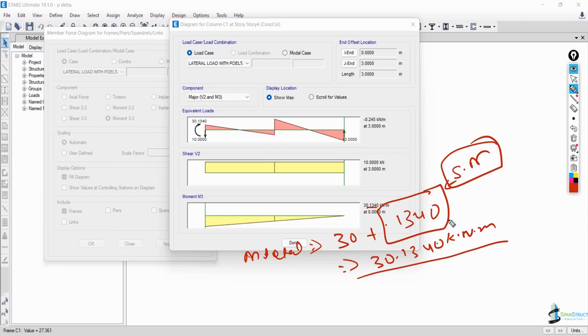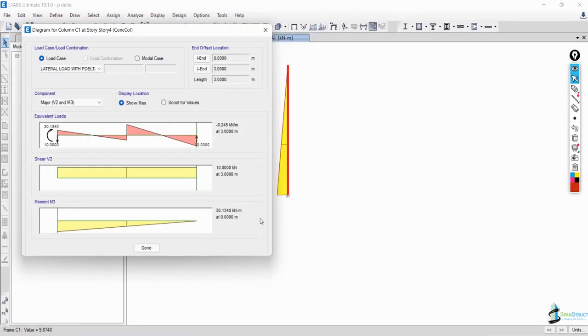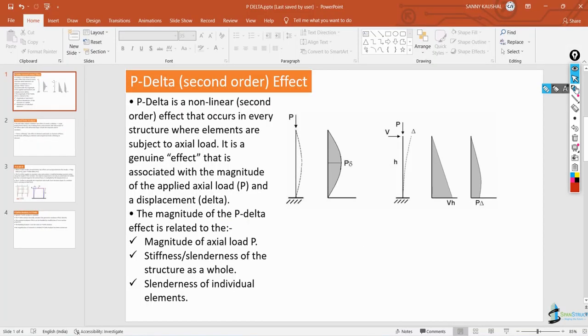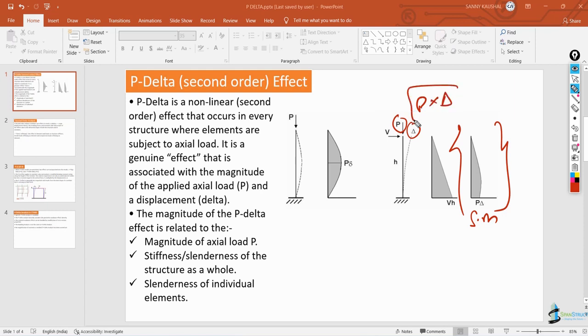Now let us find out exactly the calculation. I will explain how exactly you got 0.1340 as the secondary moment. If you look at your PPT, I already told you that the secondary moment will be P multiplied by delta. That secondary moment depends upon what P is and what delta is. So if you multiply P by delta, you will get the secondary moment. Now let us look at our ETABS model which we have prepared, to see whether multiplying P by delta gives us the secondary moment we are finding.